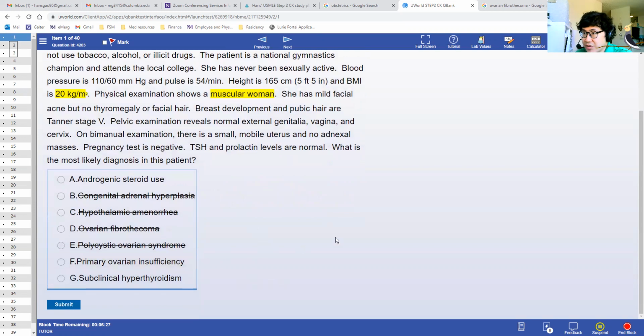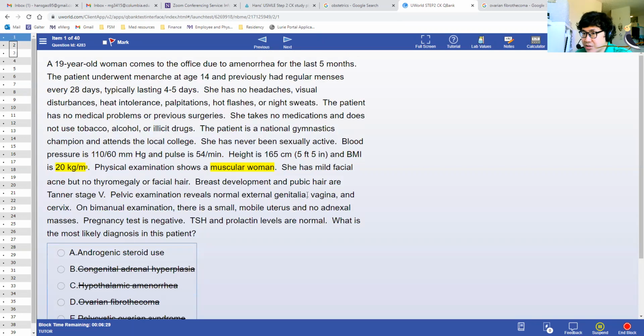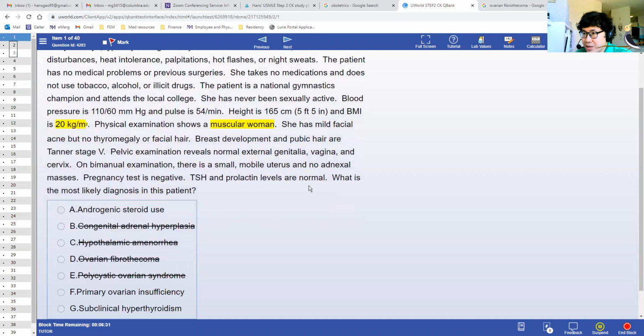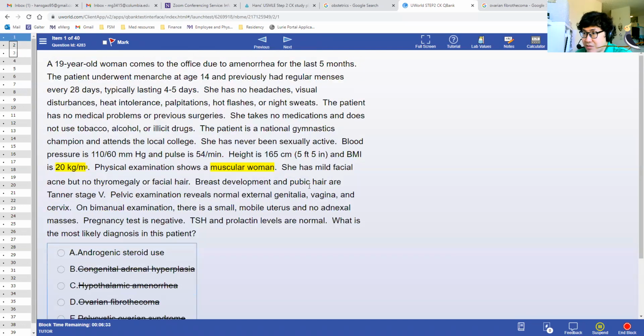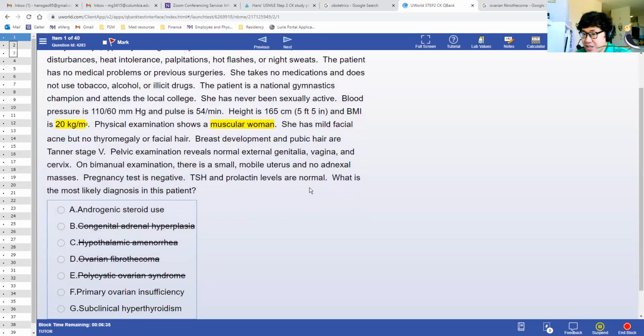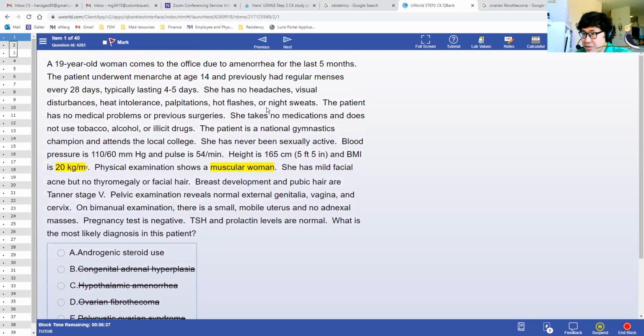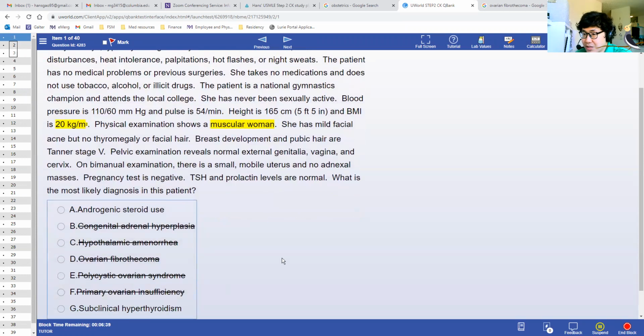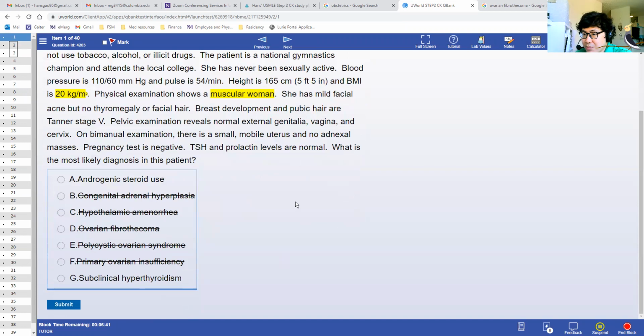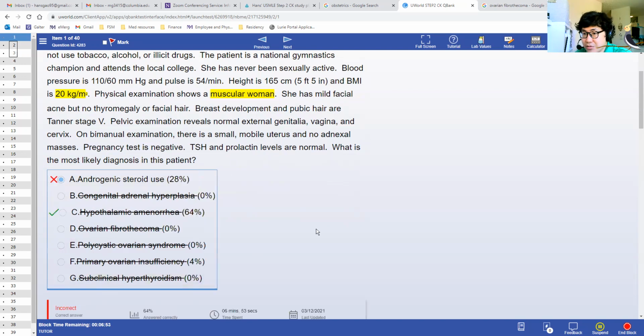Primary ovarian insufficiency. She doesn't have any risk factors. She did not undergo any sort of chemo. She doesn't have a history or family history of that. No hot flashes or night sweats. So overall, that's pretty unlikely. Subclinical hyperthyroidism. No, TSH is normal, and if this were the case, we'd see elevated TSH. Yeah, so I'm going to go with androgenic steroid use.